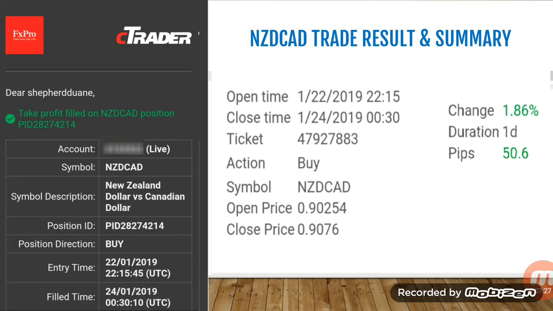So this was a good trade which allowed us to capture a trading gain of 50 pips within 24 hours. And on my live account, as I mentioned before, this represented a rate of return of 1.86%, which I think is a very good rate of return for one trade to be captured within a 24-hour holding period.